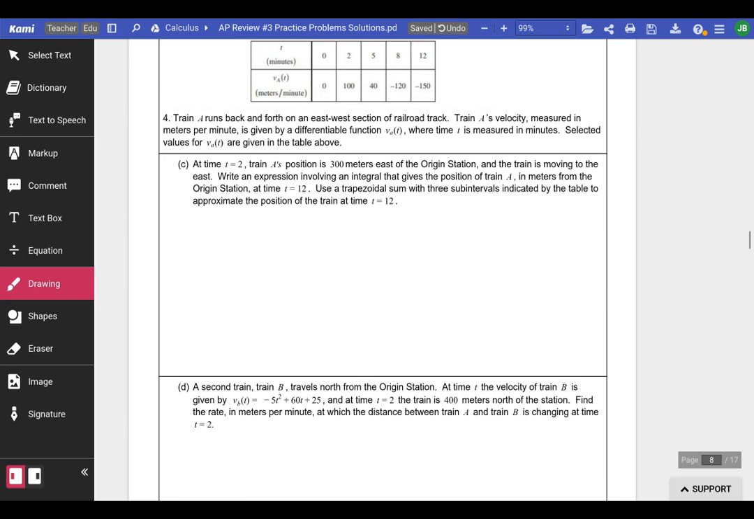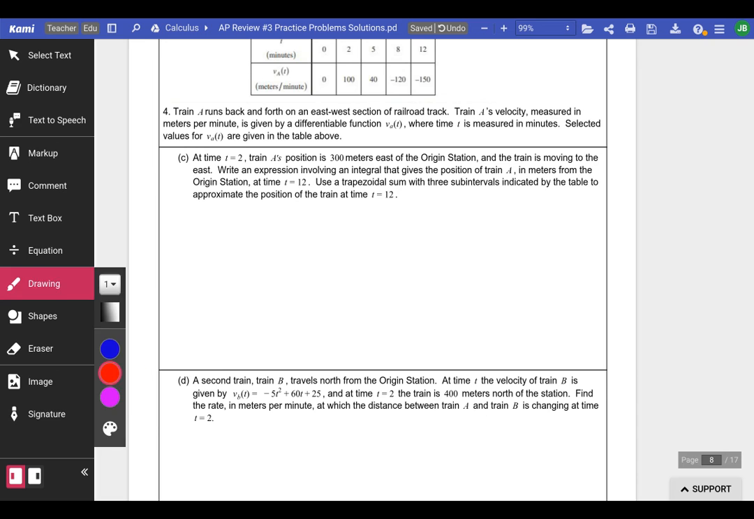Okay. For part C, let's see what they're asking here. At time t equals 2, train A's position is 300 meters east of the origin station. So east, I'm going to interpret as a positive number there. And the train is moving to the east, so it's moving in that same direction. Write an expression involving an integral that gives the position of train A in meters from the origin station at time t equals 12. So I need to know the position of the train at some future time.